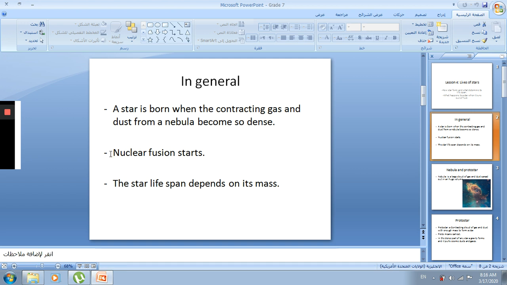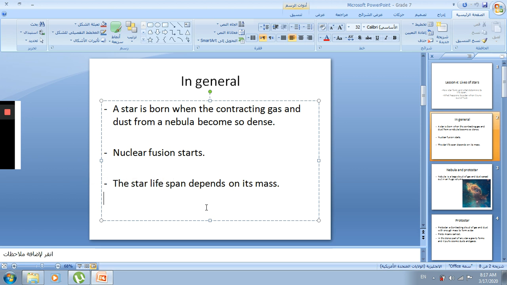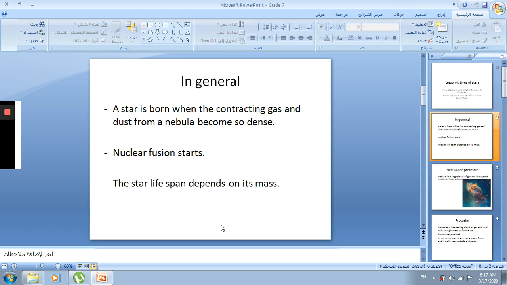Each star should have nuclear fusion in its forming. Nuclear fusion is the fusing or uniting of two atoms to form a larger, denser, or heavier atom. The star's lifespan depends on its mass. It's very important to know that the lifespan depends on its mass. A star with a huge mass has a shorter lifespan than a star with less mass. Why, we will know later in this session, inshallah.